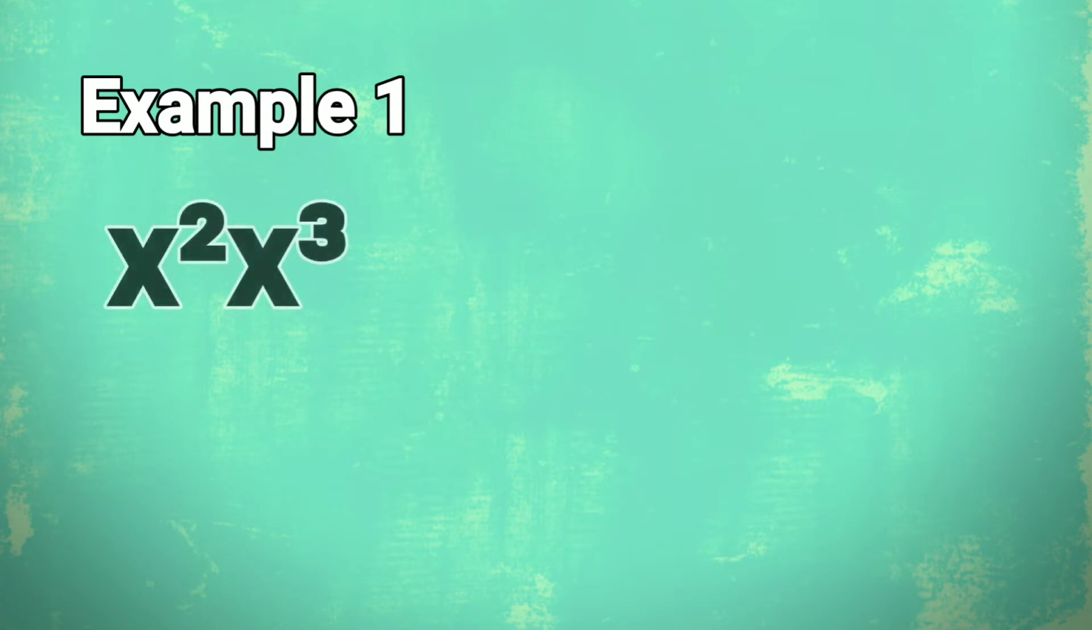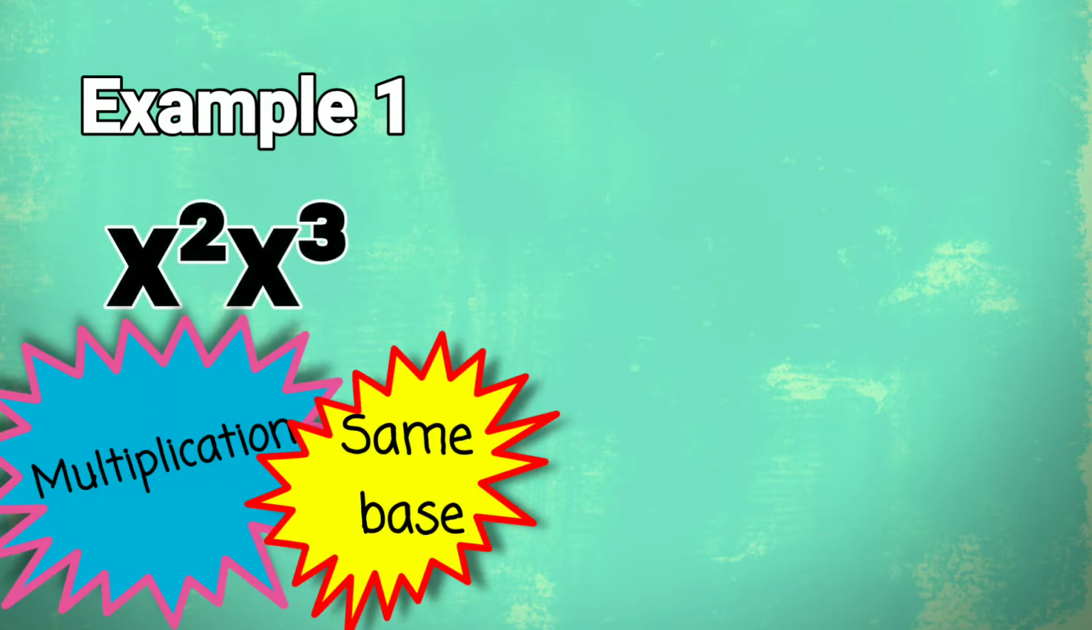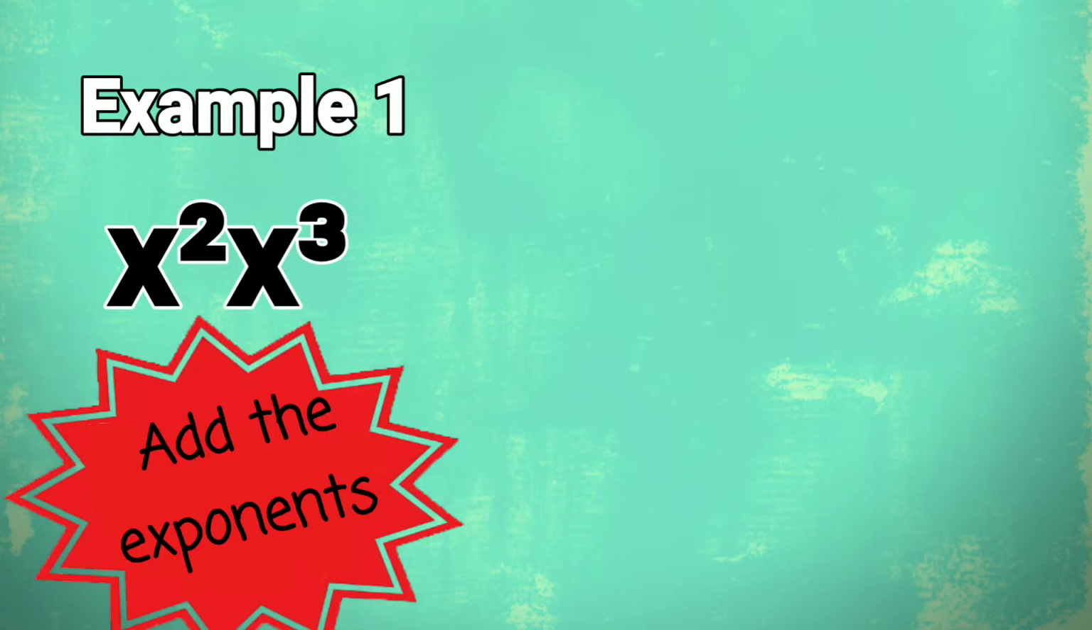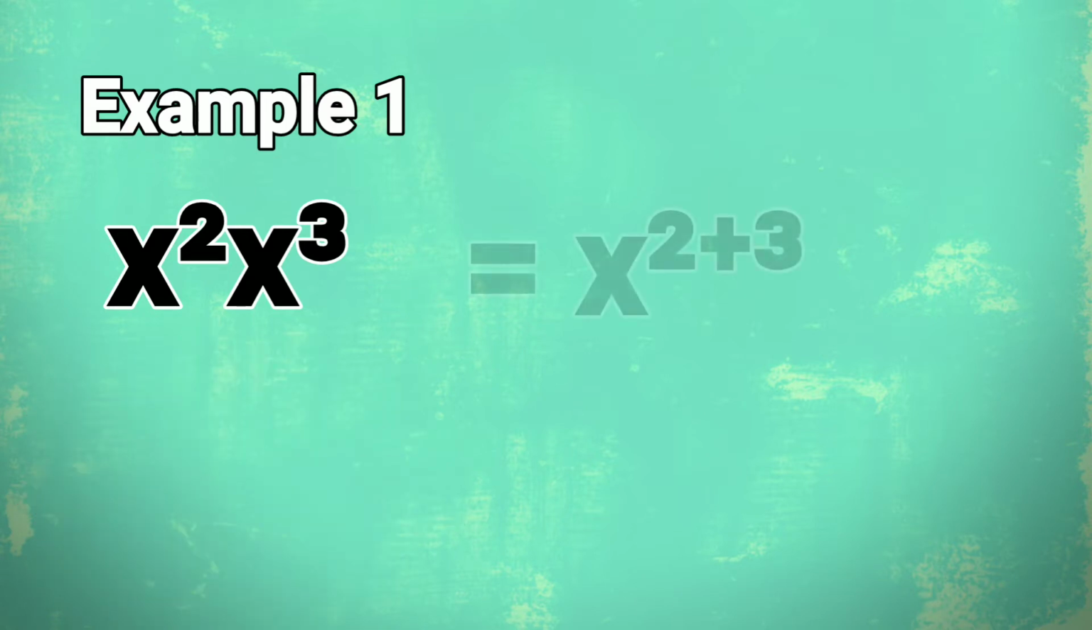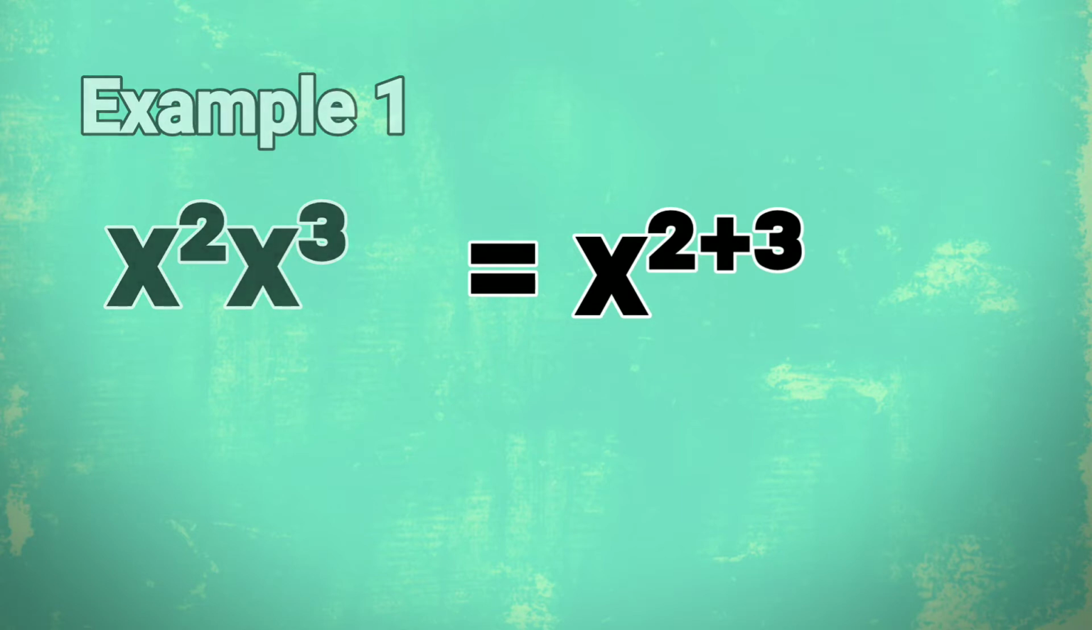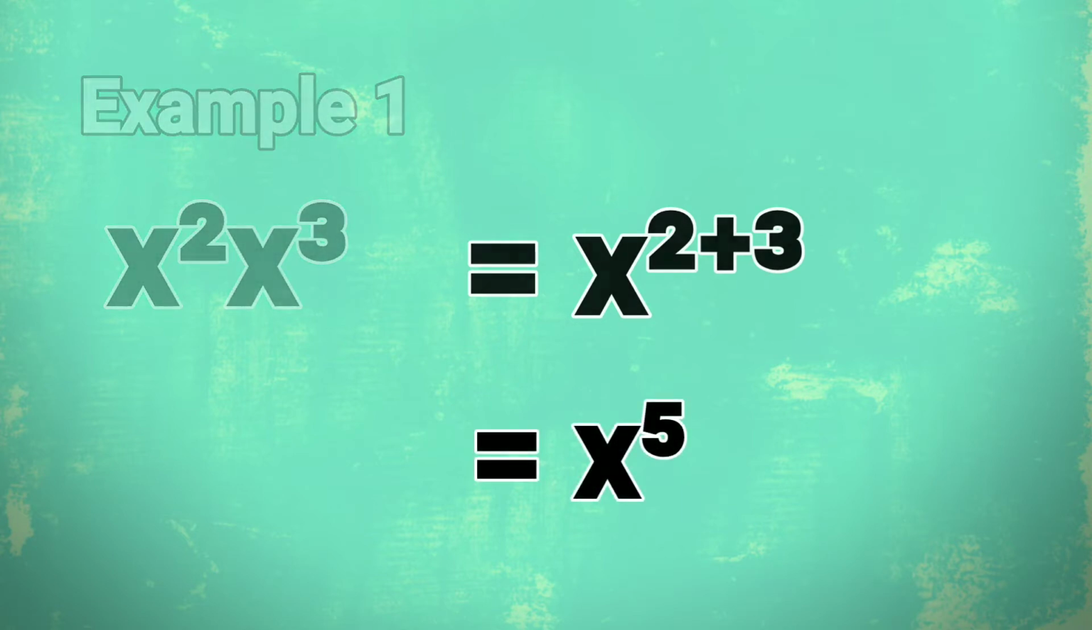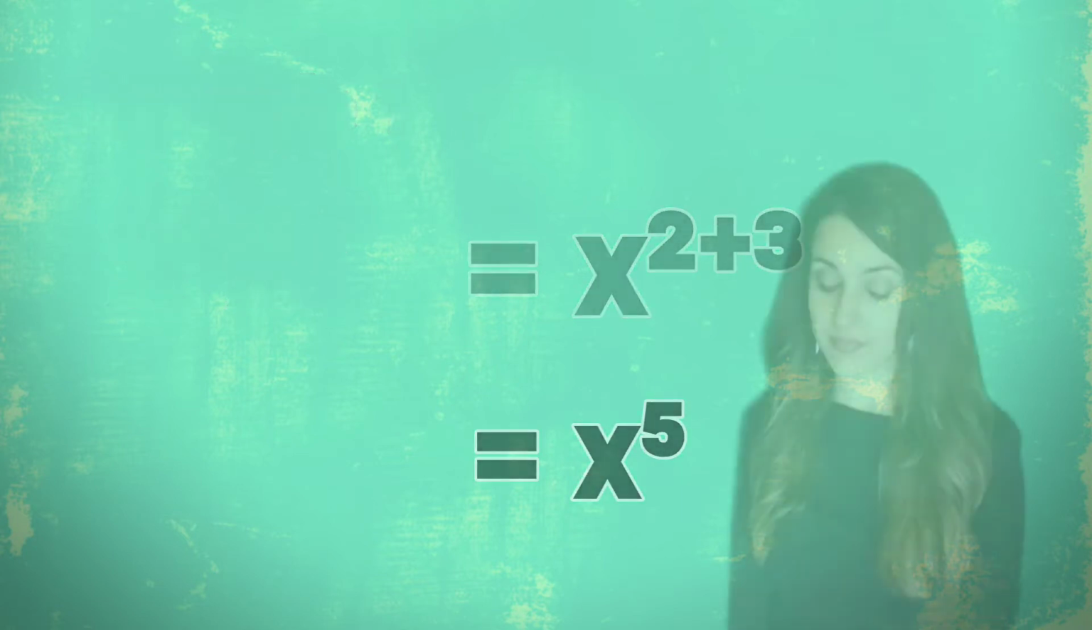So for our first example, we're going to multiply x squared times x cubed. Since we're multiplying and they have the same base, our rule says we can just add the exponents. So we get x to the 2 plus 3, which equals x to the 5th. And that's it. We are done. Okay, that was easy, right?